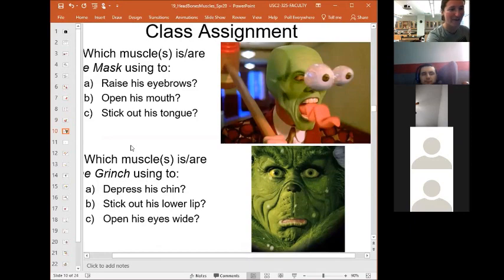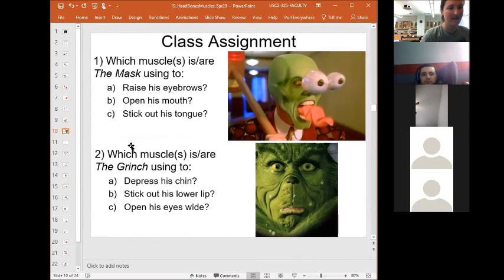Usually I have a little class assignment for you guys. We can just walk through it together. This is kind of reflective of what exam questions would look like on this particular content. So here's Jim Carrey, probably the most facially expressive person I could possibly think of. Hopefully these movies aren't too old for you guys. Oh my gosh, one of these years that's going to happen.